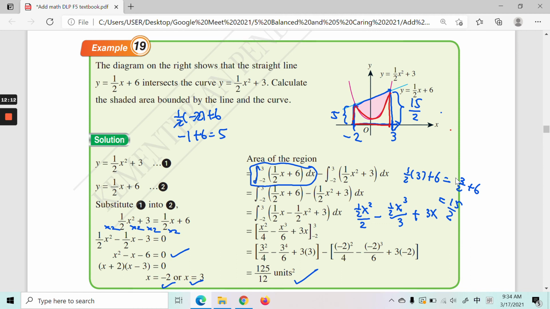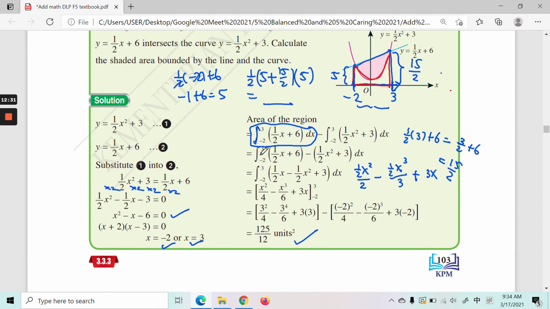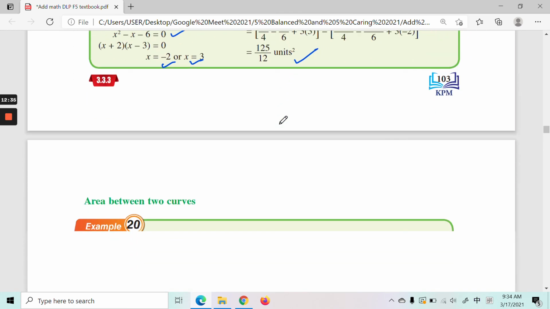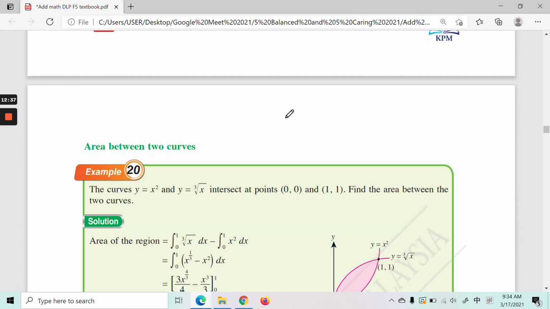So you can use the formula of the area of a trapezium: the parallel sides added together, 5 plus 15 over 2, multiplied by the height. The height here is 2 plus 3, so 5. You key in this one, you should be able to get the same answer for this part. So up to you, you want to do integration for both like this, or you want to choose the basic formula for the area for that one.